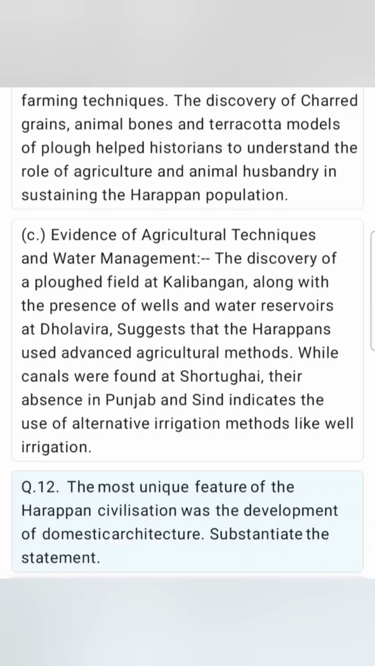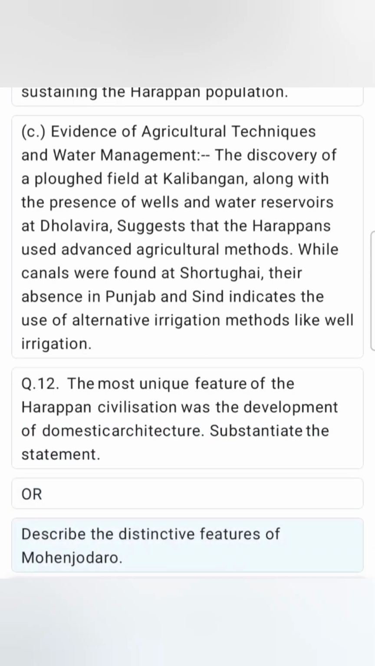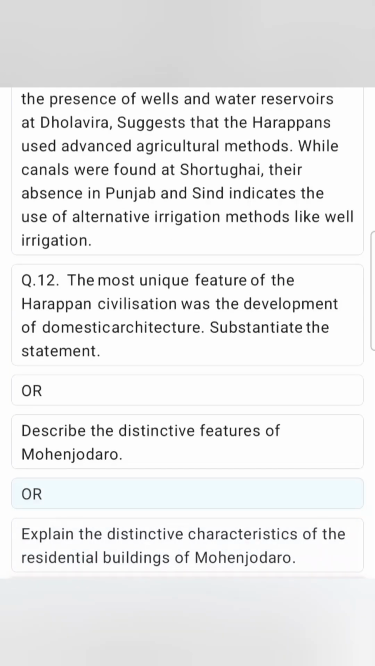Q. 12. The most unique feature of the Harappan civilization was the development of domestic architecture. Substantiate the statement. OR Describe the distinctive features of Mohenjo-daro. OR Explain the distinctive characteristics of the residential buildings of Mohenjo-daro.